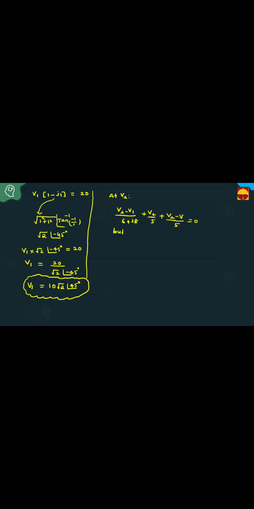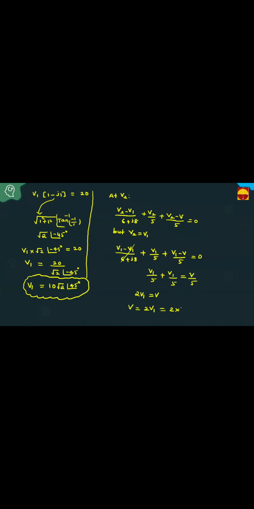But what is V2? You already know V2 equals V1. Substitute here: (V1 minus V1) by (6 plus j8), which is 0, plus V1 by 5 plus (V1 minus V) by 5 equals 0. V1 by 5 plus V1 by 5 is equal to V by 5. Then 2V1 equals V.